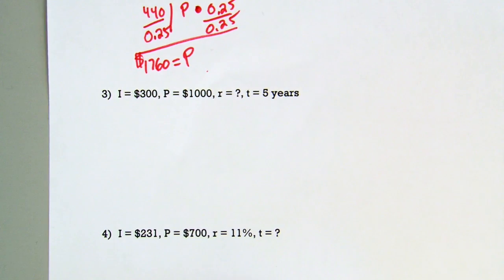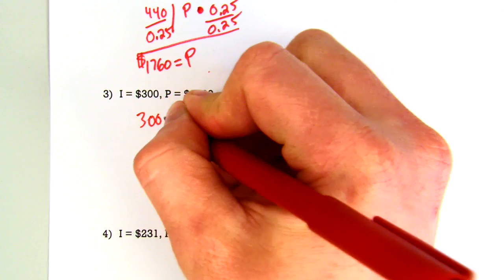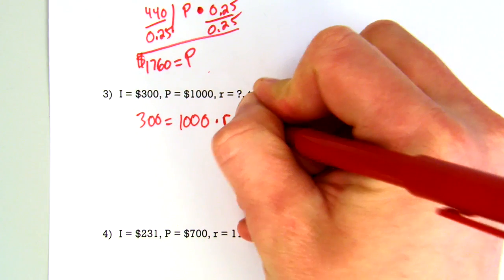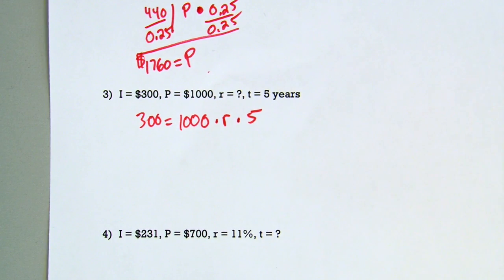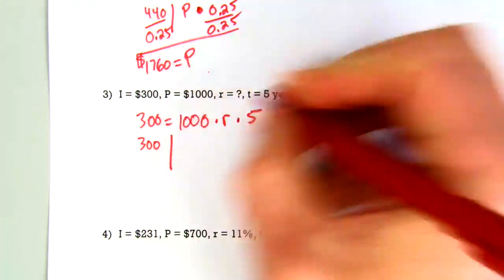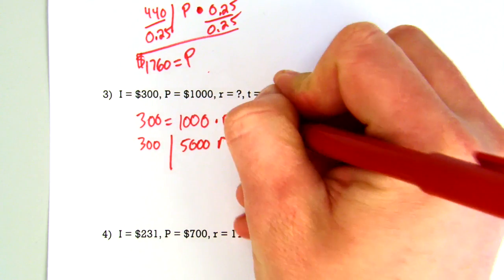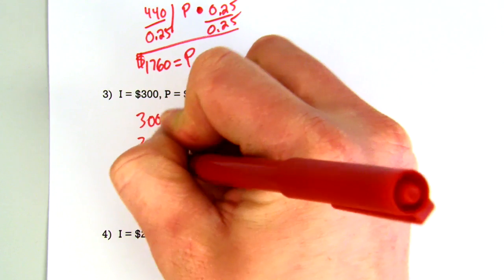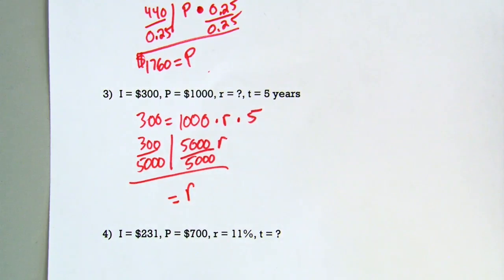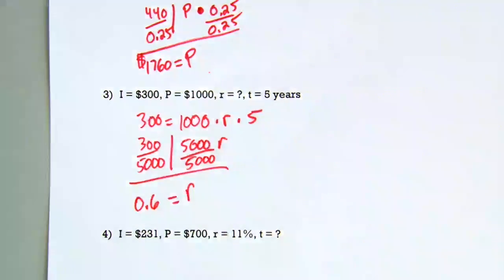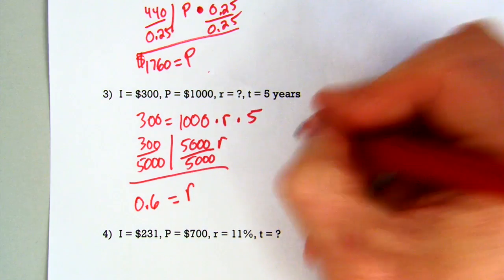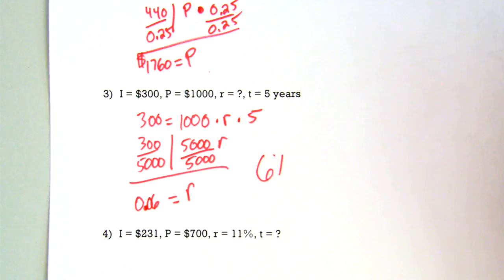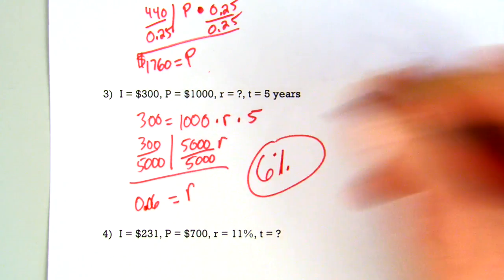Alright, let's try number 3. Now we don't know what the rate is, but I do know the interest, so 300 equals my principal times my rate times my time, which is 5 years, so times 5. 300 equals 5,000 R, because I did 5 times 1,000. Divide by 5,000, and I get that my rate is 0.06. I'll change that into a percentage, so my answer is 6%.